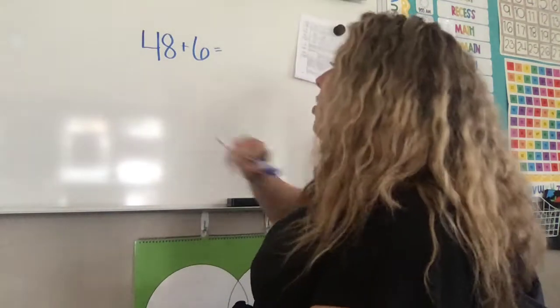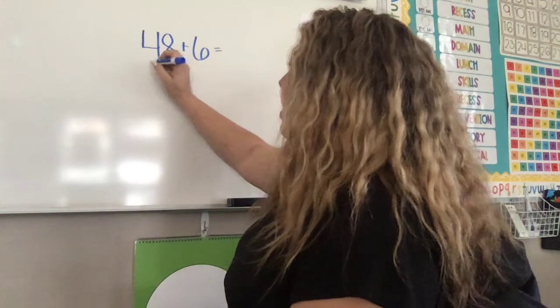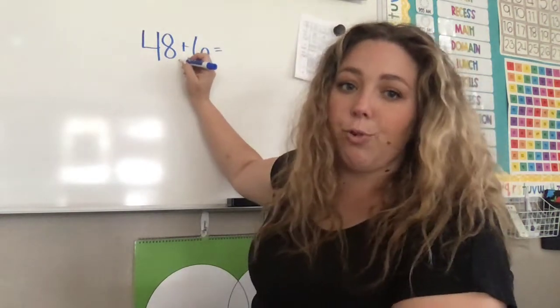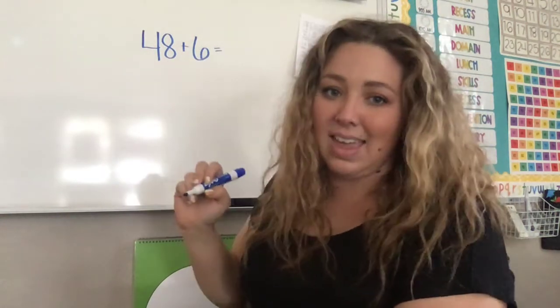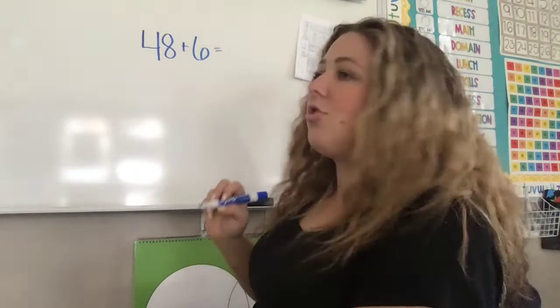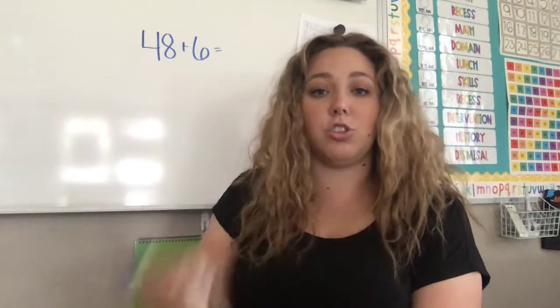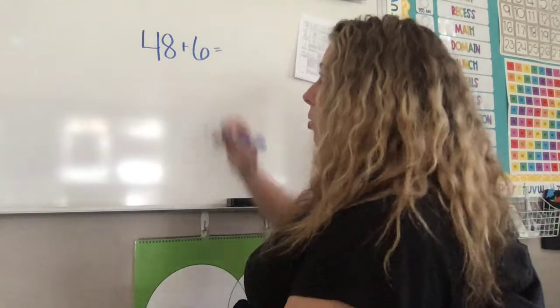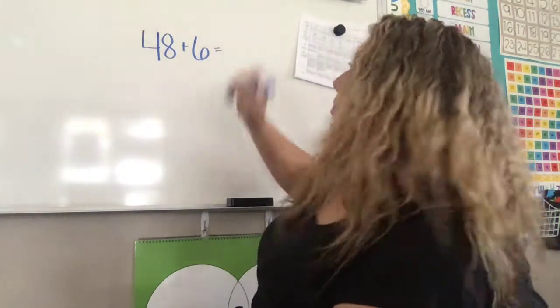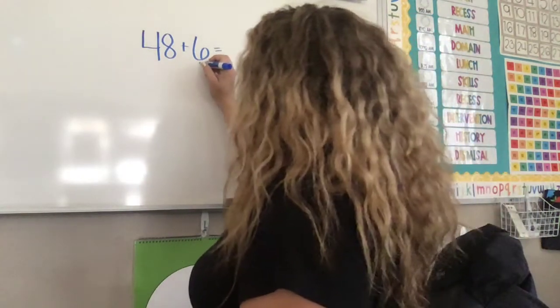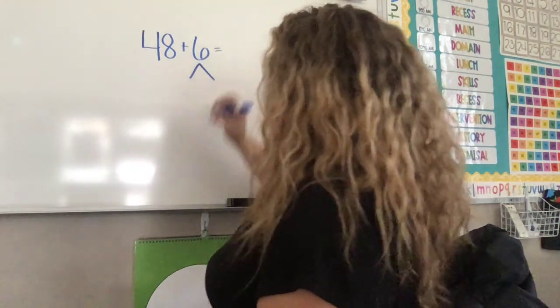So what we do is we start with our big number. We want to create 48 into a 10. We want 48 to turn into a 10. And in order to do that, we need to borrow. So to do that, we need to borrow from our neighbor number. So this is where our number bonds come in handy.